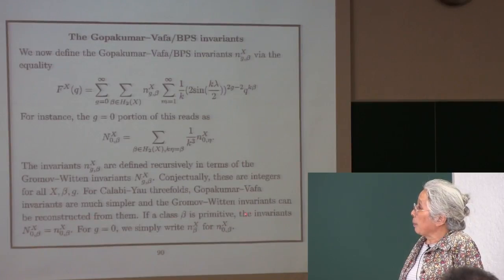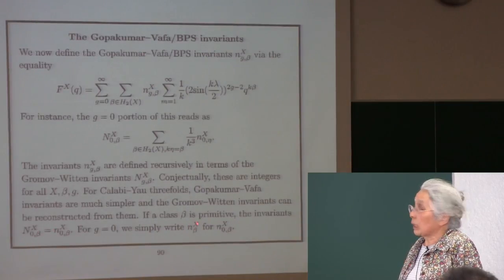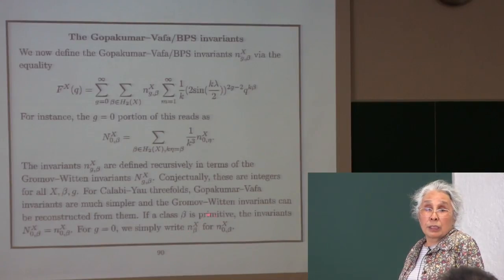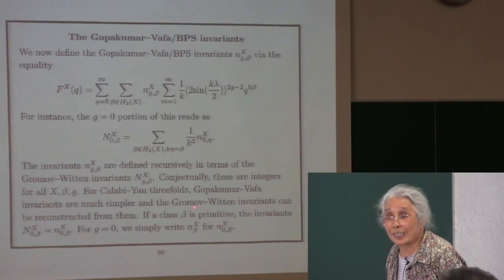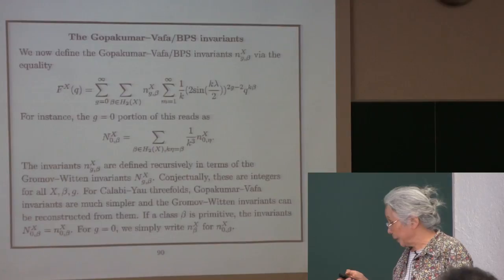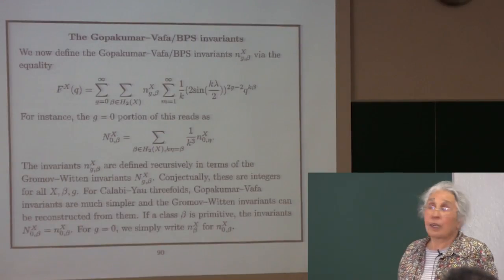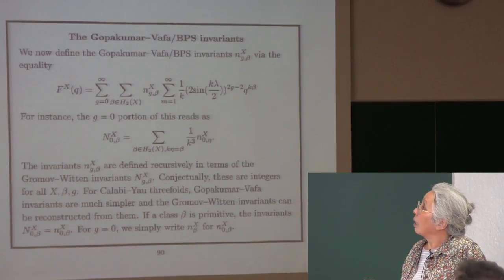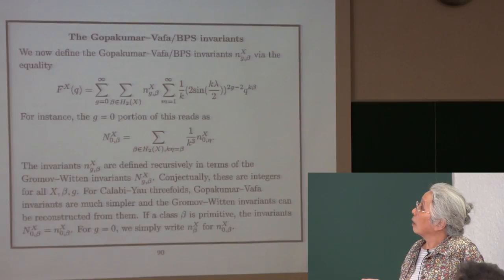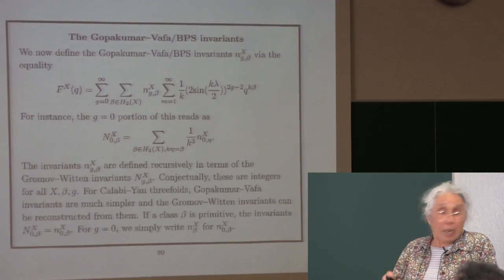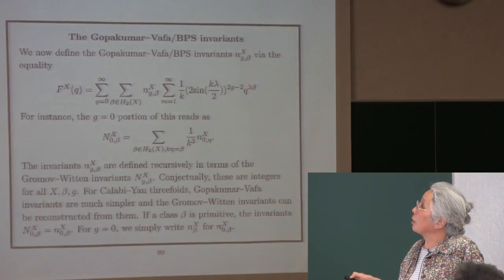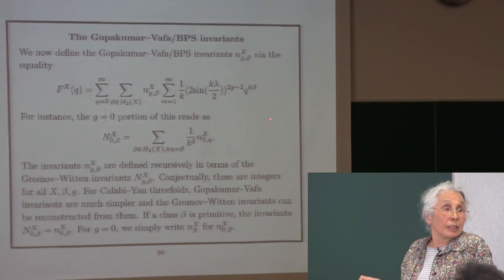So if beta is primitive, then these two are the same for genus 0. And so n beta of X is just right for genus 0, because genus 0 is essentially the only thing we know how to do. In this formula, you have q to the k beta. Yes? But beta is a homology class, no? Yes, I defined what q to the beta means last time, right? Yeah.